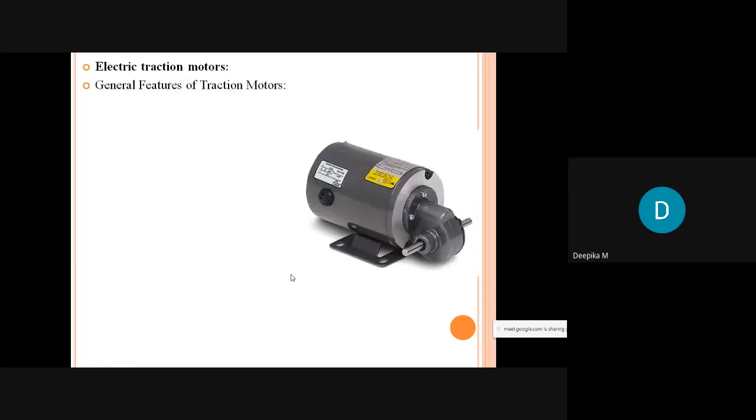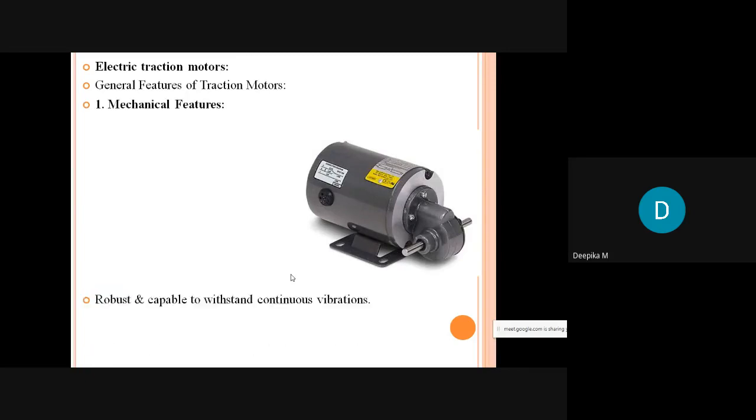So first, before going to the specific type of motor, we have to know what the features are with respect to the motors that we are going to consider. Here we are generally considering two features: one is the mechanical feature and the other one is called the electric feature. So first we will discuss the mechanical features.